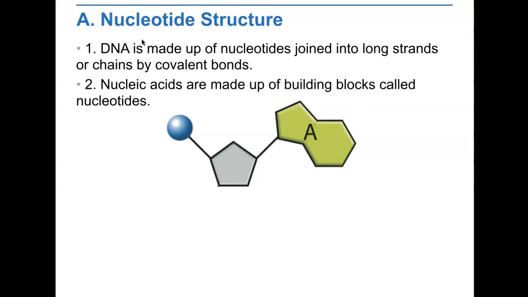DNA is an example of a nucleic acid, which is one of the four main categories of biological macromolecules. DNA is made up of nucleotides joined into long strands or chains by covalent bonds. Nucleic acids are long, slightly acidic molecules built from small monomers or subunits called nucleotides. Each DNA nucleotide is made up of three components: a 5-carbon sugar called deoxyribose, a phosphate group, and a nitrogenous base. Nucleotides join together to form strands of DNA.